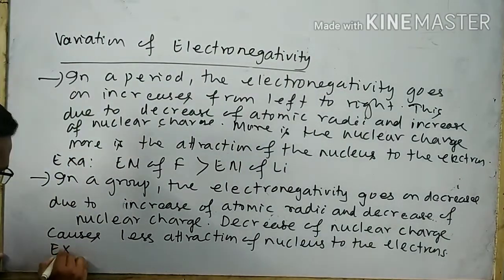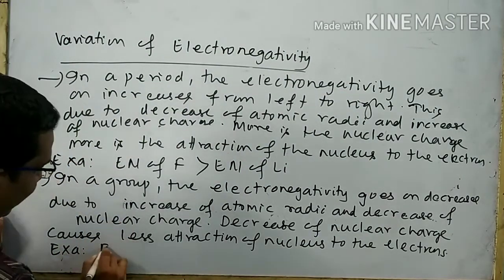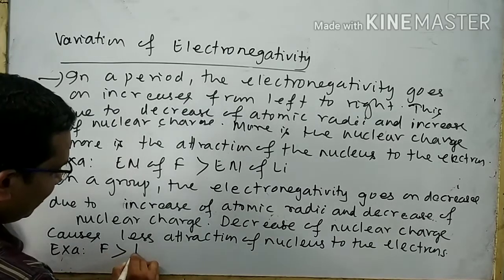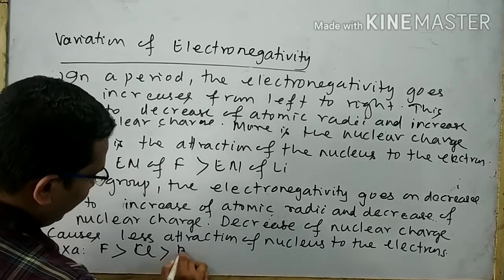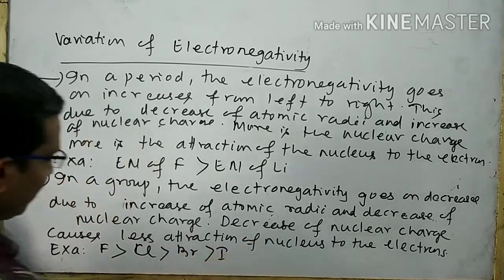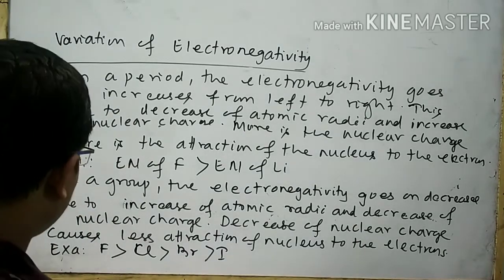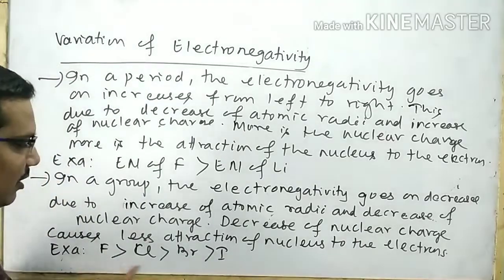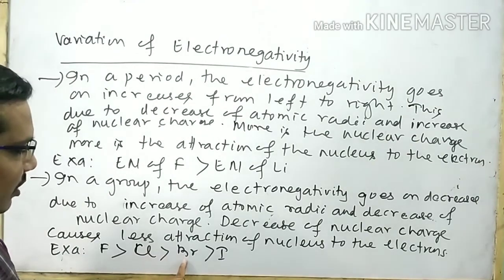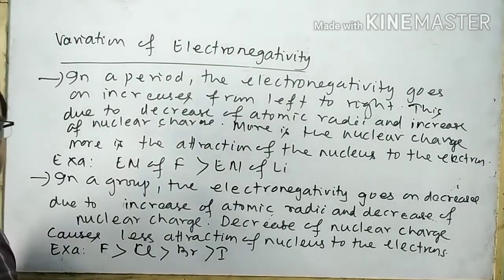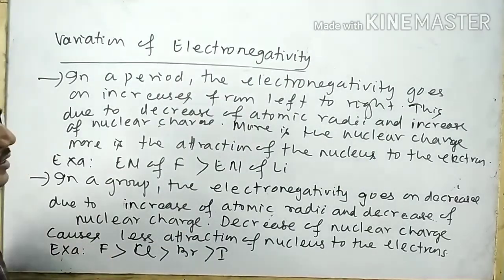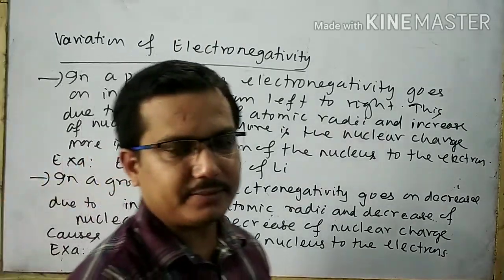Take an example: fluorine has more electronegativity than chlorine, than bromine, than iodine, because the nuclear charge of fluorine is more than chlorine, more than bromine, more than iodine. That is all about the variation of electronegativity.